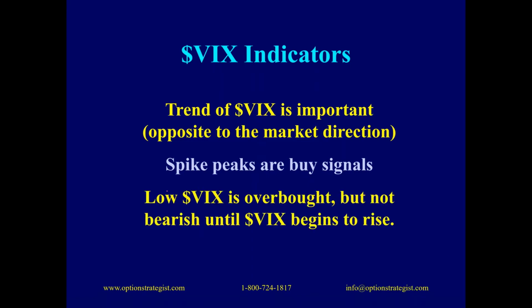Again, not apropos and hasn't been apropos really since 2019. But when VIX gets very low, that can be considered to be overbought. I mean, like when it gets down to 12 or so. But that's not a sell signal by itself. Remember, overbought does not mean sell, just like oversold does not mean buy. So when VIX gets very low, and it will someday again, don't just start shorting the market because VIX is low. You really have to wait for VIX to be low for a while and then begin to rise. And that's when you want to short the market.